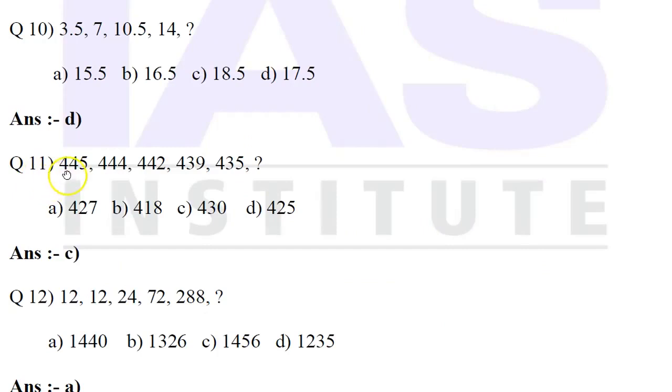The 11th question now. You have 445, 444, 442, 439, 435. The next what? So if you observe, 445 minus 1 is 444. Now 444 minus 2 is 442. Same thing now. 442 minus 3 would give you 439. 439 minus 4 would give you 435. So definitely 435 minus 5 would give you this answer here. So 435 minus 5 is 430. That's why C option 430 is your correct answer here.